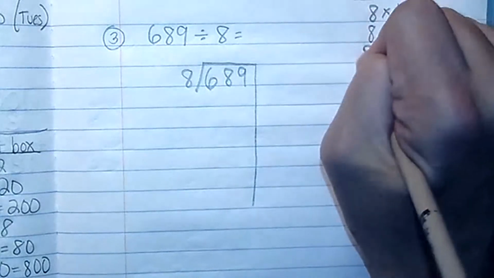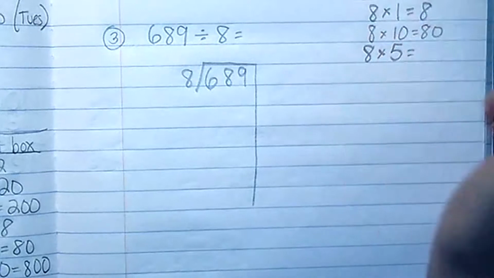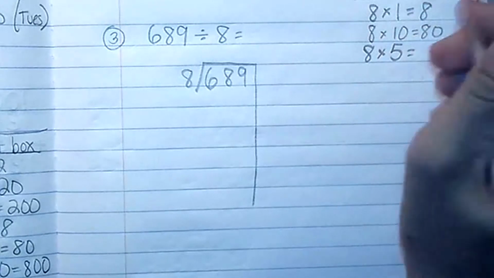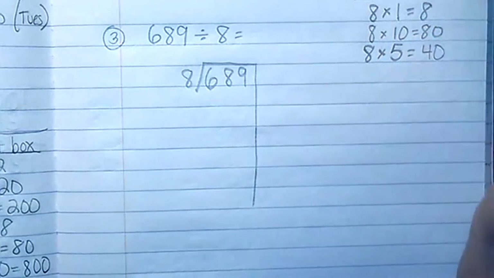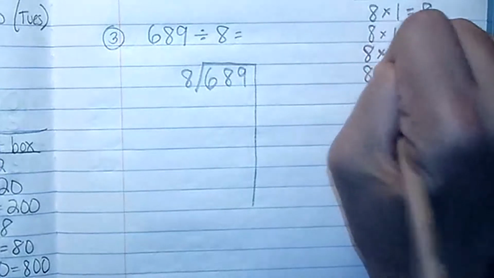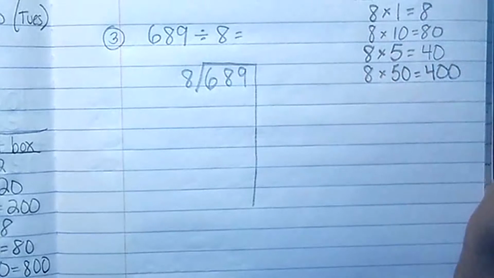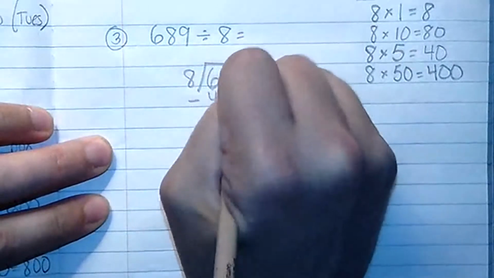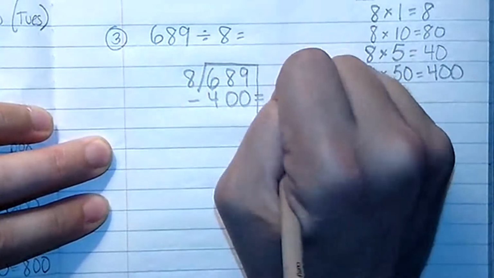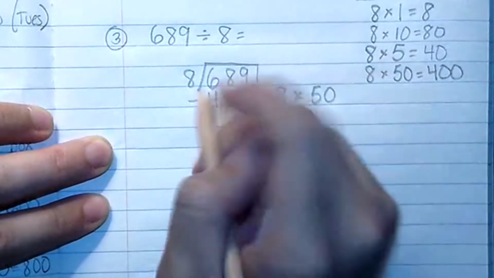Let's try 8 times 5. What's 8 times 5? 40. So then what's 8 times 50? 400. Well, that's closer. You think we can get closer? Depends. If you know your 8's facts, I bet you can get closer. If you don't know your 8's facts, I would stay right where you are. So let's start with 400. 400 equals 8 times 50.